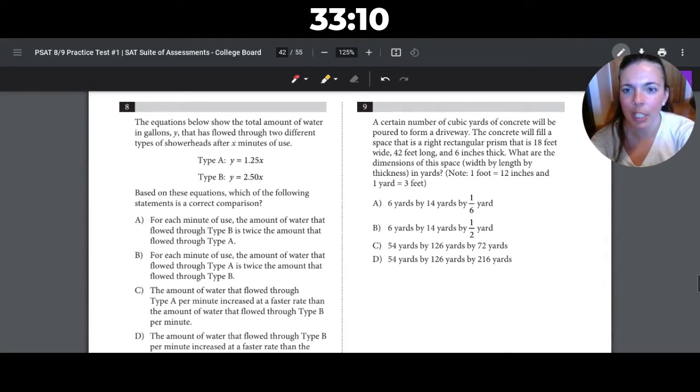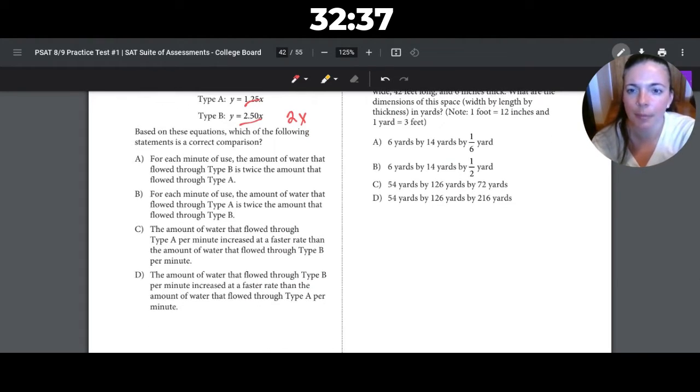Okay, number 8. The equations below show the total amount of water in gallons, Y, that has flowed through 2 different types of shower heads after X minutes of use. So type A and type B. Based on these equations, which of the following statements is a correct comparison? So if I'm looking at type A and type B, the only thing that's different is our slope, 1.25 and 2.5. So it looks like B is 2 times as fast, two times as much water would be flowing through it. So let's see our options, see if any of those sound similar to that.